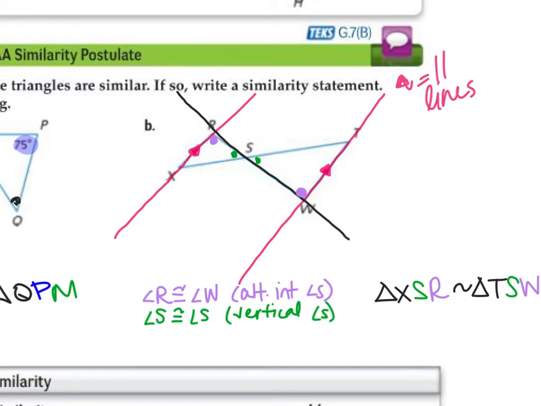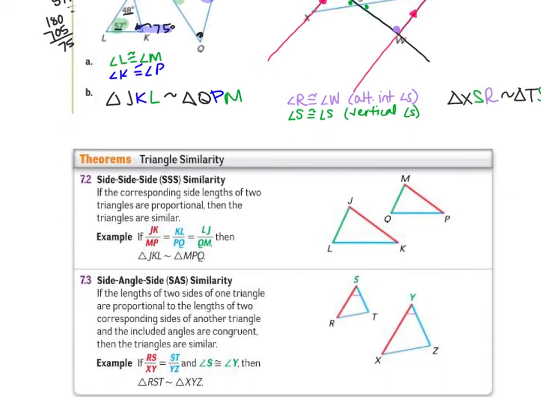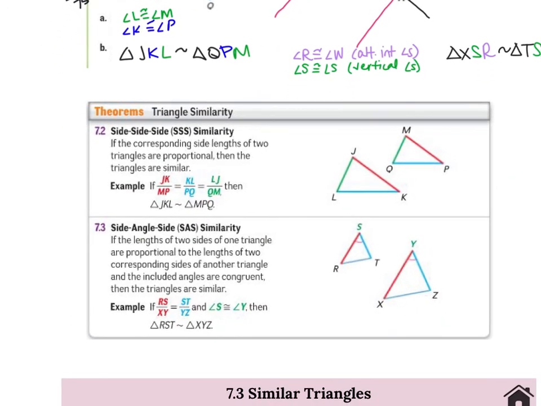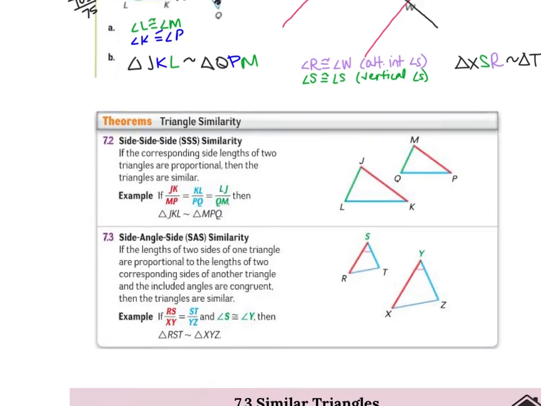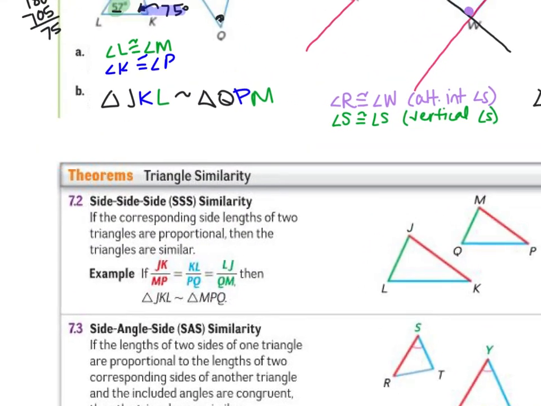Moving forward, we have two more similarities that we need to look at. We'll look at one similarity, do the example, look at the other similarity, and then do that example. So we're going to do one theorem at a time. First we have our side-side-side triangle similarity. It's much like our congruency of side-side-side. However, with the similarity aspect, if your corresponding side lengths of two triangles are proportional, then the triangles will be similar.